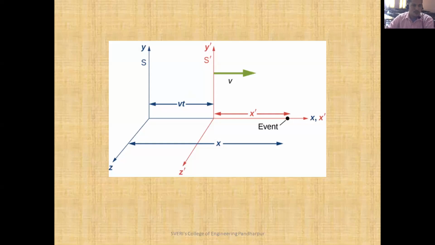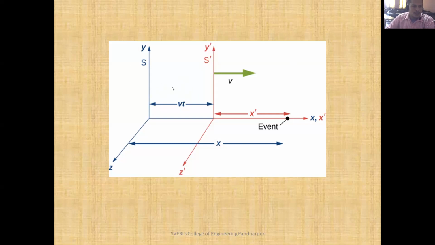Now the question is, what is meant by inertial frame of reference? An inertial frame of reference is that frame of reference which is either at rest or moving with constant velocity, and which obeys Newton's laws of mechanics.